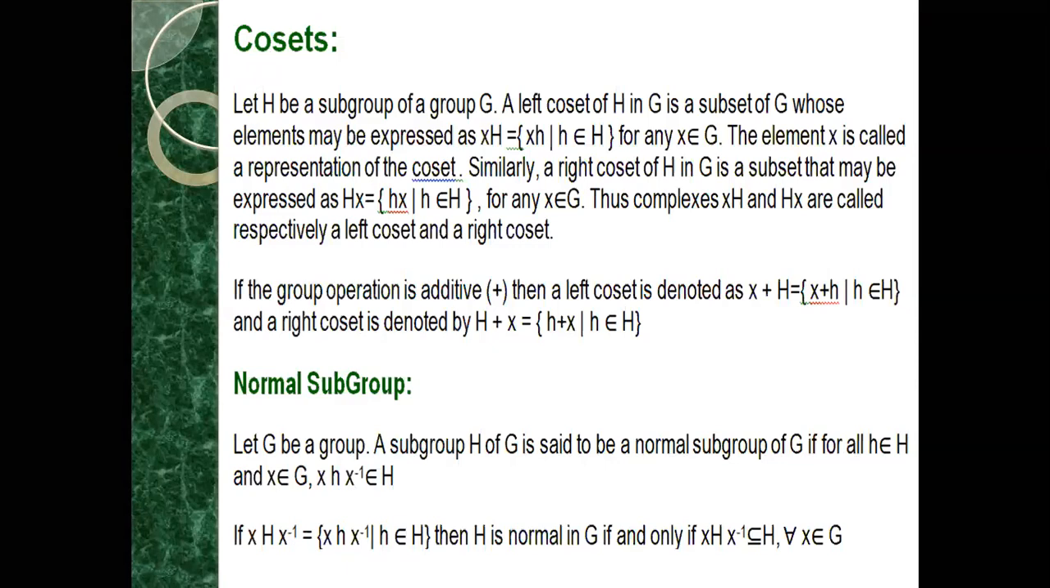So what is the definition of a normal subgroup? Let G be a group and H be a subgroup of G. H is said to be a normal subgroup of G if, for x belongs to G and h belongs to H, x h x inverse belongs to H, that is, is an element of H. Then we say that H is a normal subgroup of G.